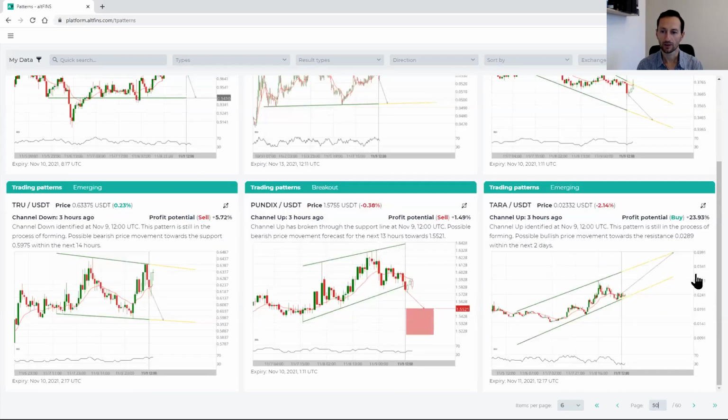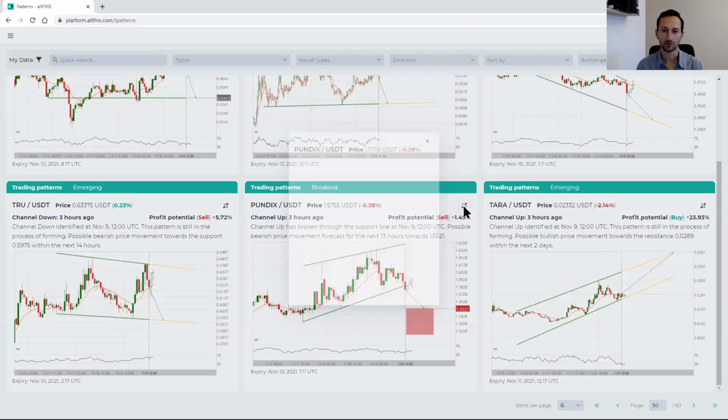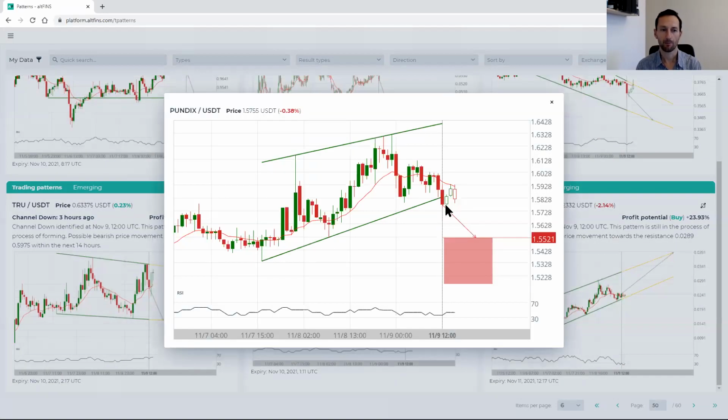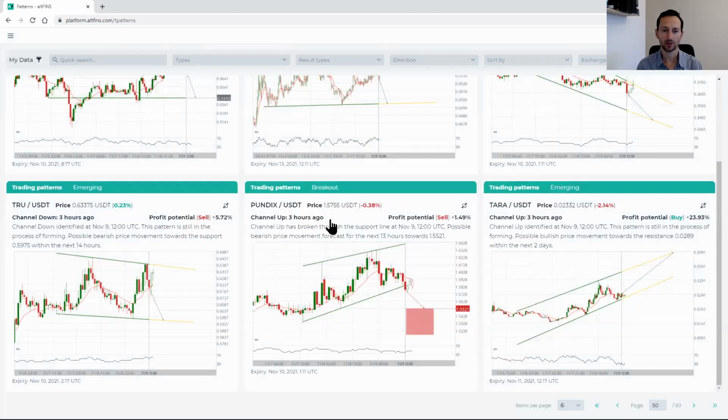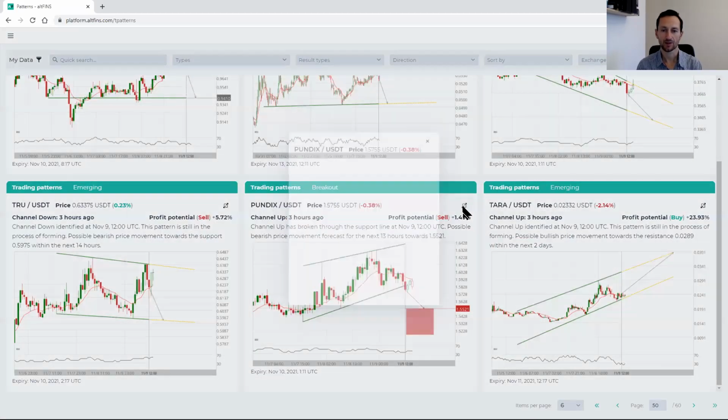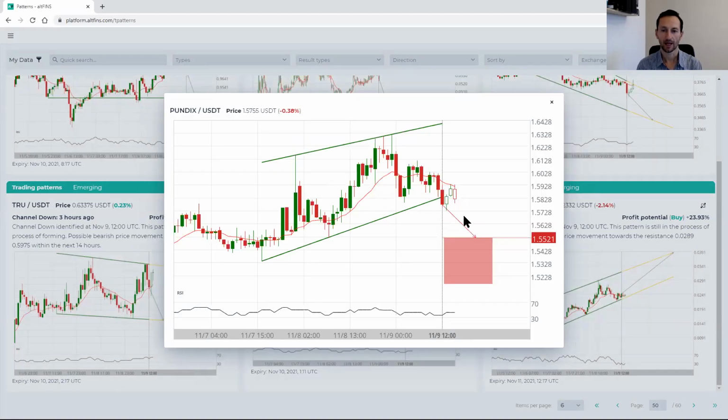So we then update the graphs with each hour that passes. So this signal is 3 hours old, a channel up signal. The signal is that it has the potential of reaching this forecasted zone. And we can see what's happened so far in the last 3 hours since the call, right? There's a couple of green candles, one red candle, so it hasn't quite gone in that direction just yet.